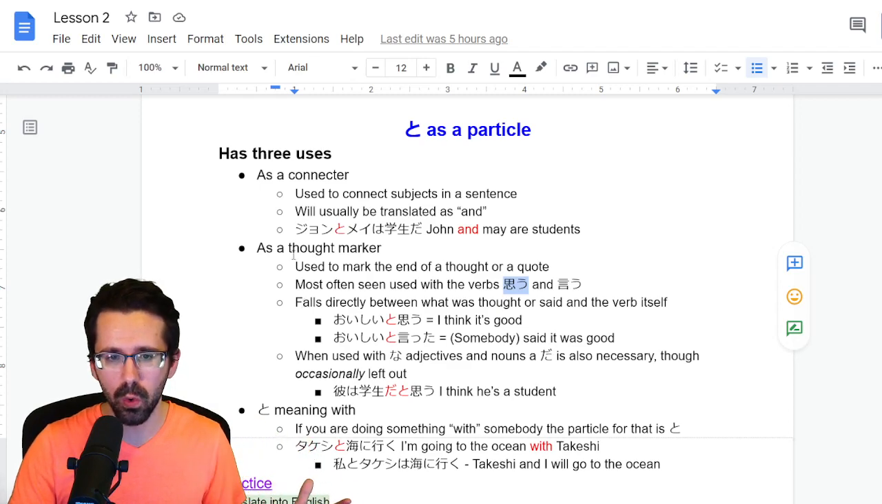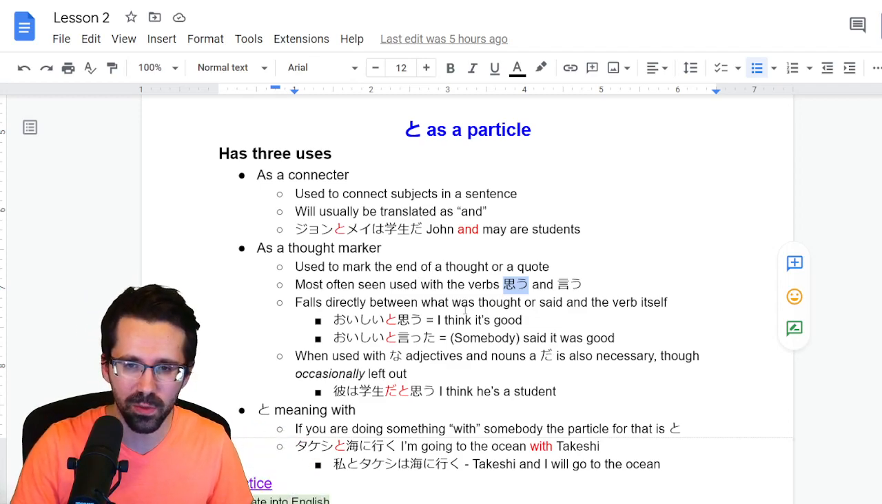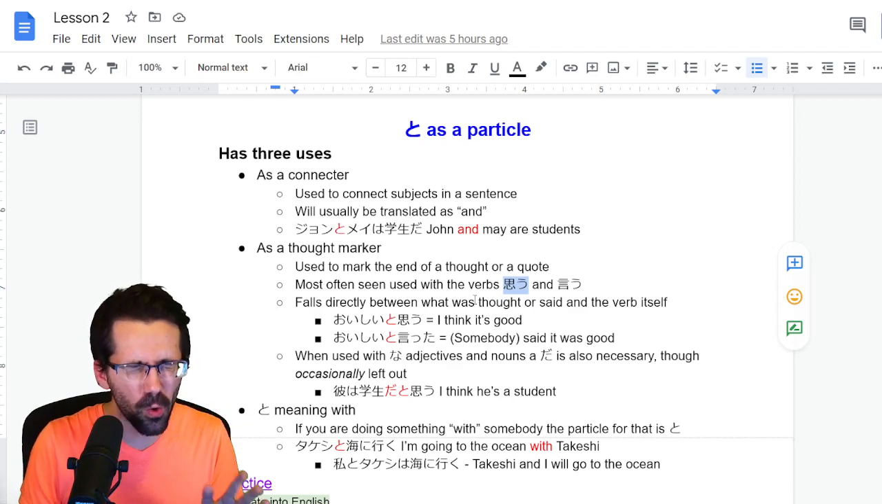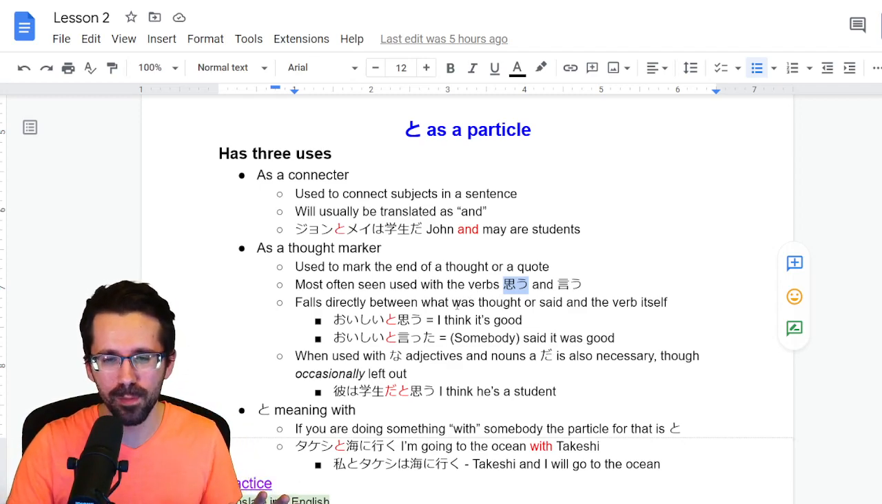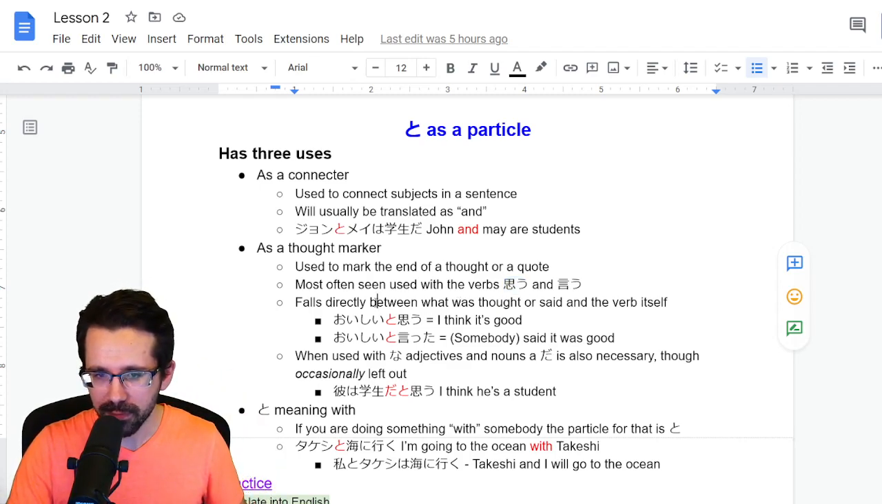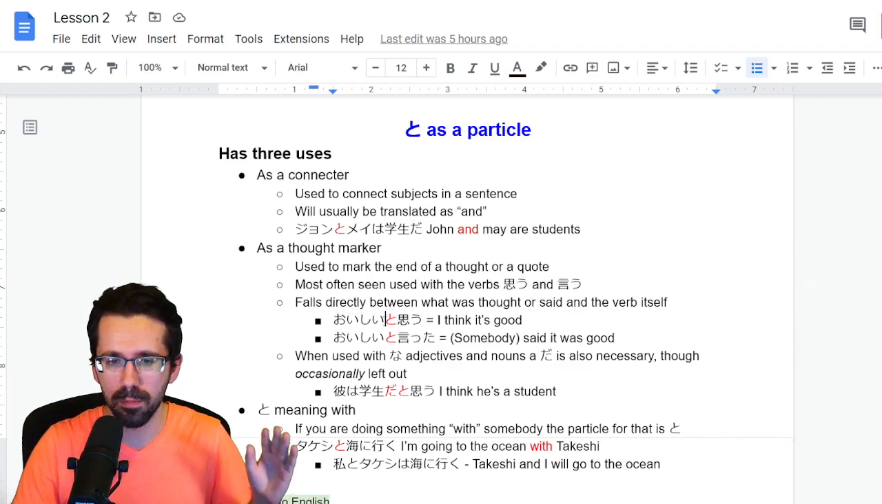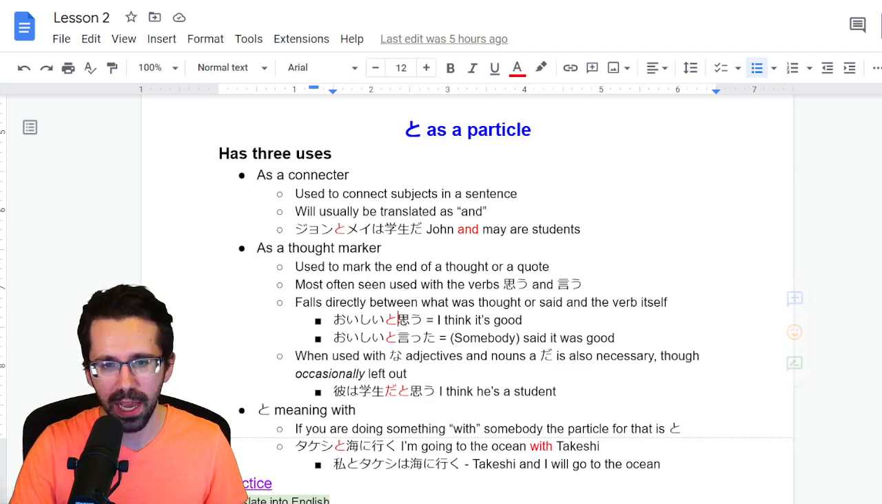Because of to being used as this thought marker, it ends up being the case that almost always when we're using the verb omou, there's going to be a to right before it. Maybe not always, but 95% of the time, almost always, you'll see omou with a to right before it. And so if we look at an example sentence, we've got oishii to omou, which translates to I think it's delicious. Oishii in this case is the thing that's being thought, and the to particle marks the end of this thought. And then we can put on the verb omou to say I think.